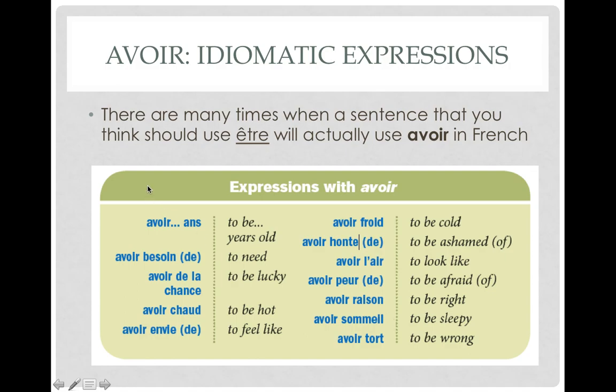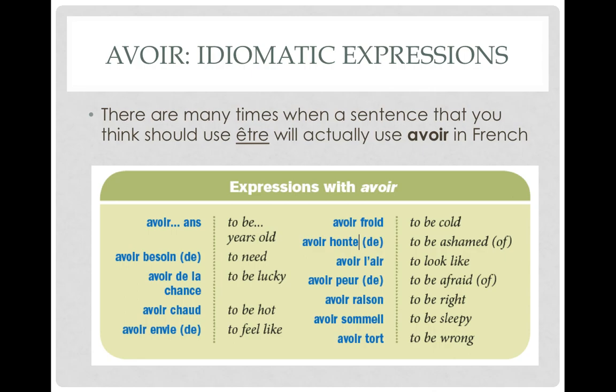Final note about avoir with idiomatic expressions. There are many times when a sentence that you think should use être will actually use avoir in French. So for example, in English we say I am cold or I am afraid, so you would think you would say je suis for each of those using être, but in French those actually use avoir. It's more of an idiomatic expression for them, meaning it's not as literal. So instead of saying I am cold, they say more like I have cold. So these are all expressions that we would think would use être, but actually use avoir.